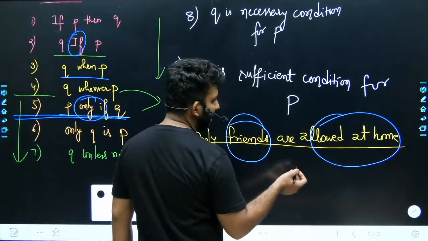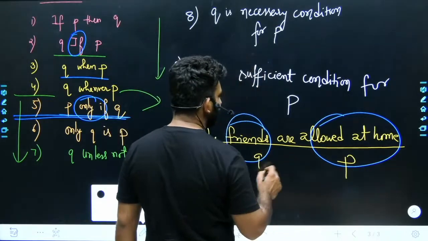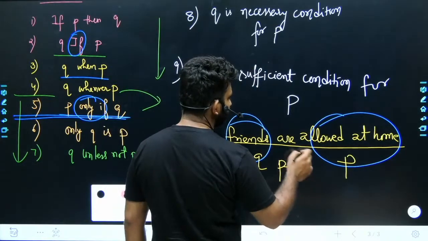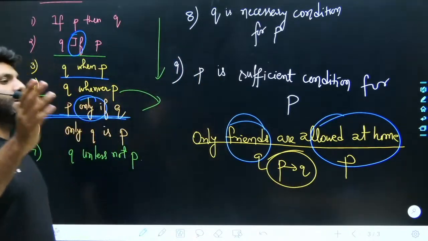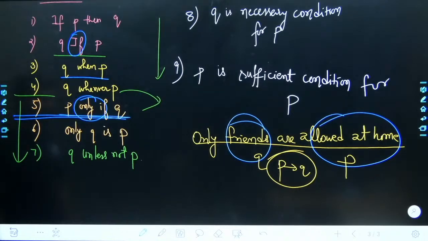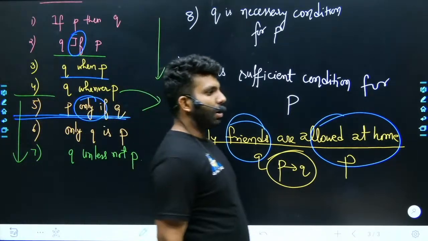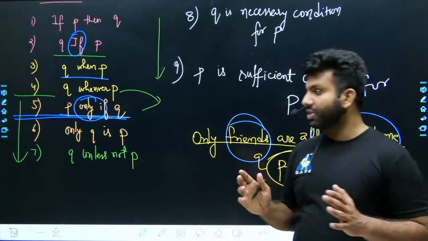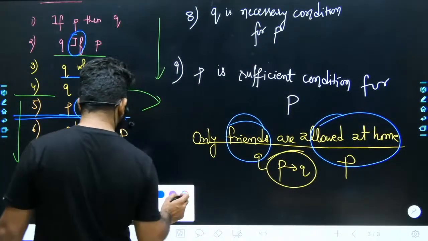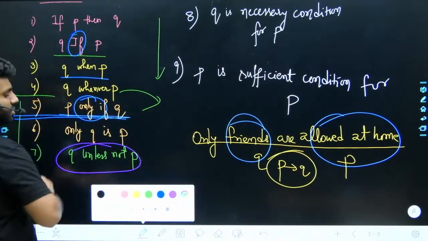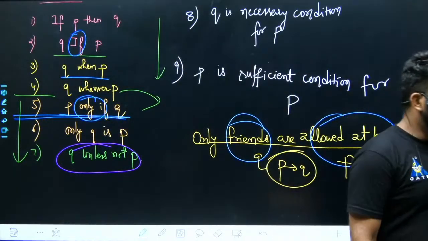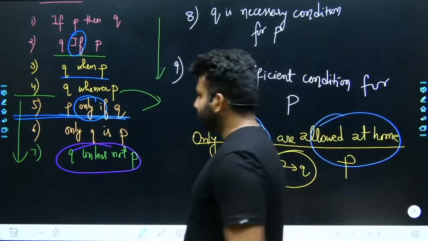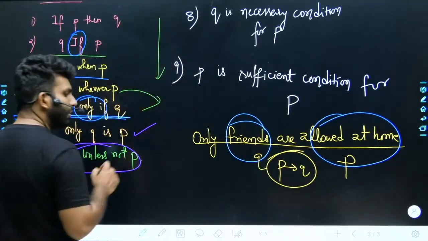So over here again, if this was P, this was Q, then it implies P implies Q. That if someone is there at my home, then he or she is definitely my friend. Okay, this must be clear. Now another interesting one. This particular one is very interesting. People generally get confused by this. Divyajot, is it clear? Is only Q is P clear or not?